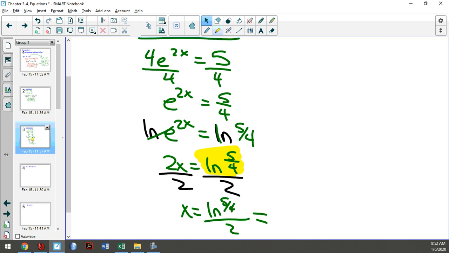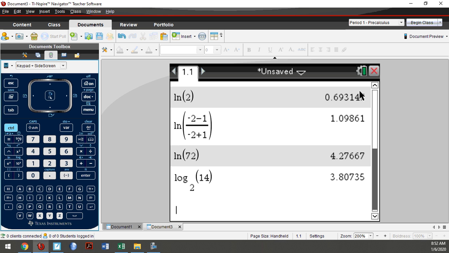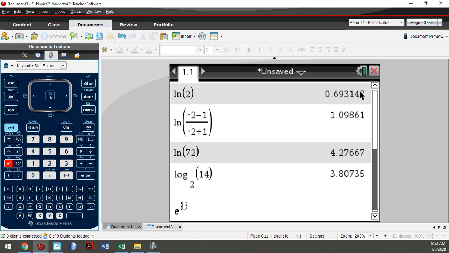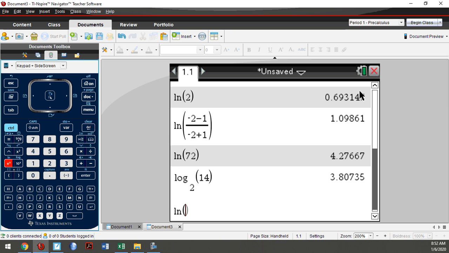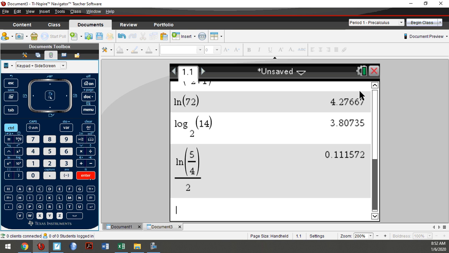So if I go over to my graphing calculator and plug that in, I have control e to the x. Control e to the x, 5 divided by 4, arrow to the right to get out of there, divide that by 2, and you're going to get 0.112.